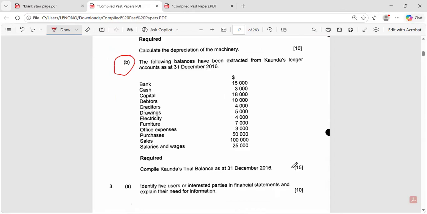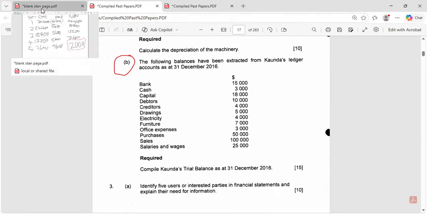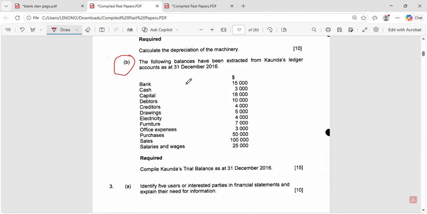The following balances have been extracted from Kaunda's ledger accounts as at 31st December 2016. So that's the information. It's required to compile Kaunda's trial balance as at 31st December 2016, for 15 marks. This one, the trial balance, checks the accuracy of the double entry system.